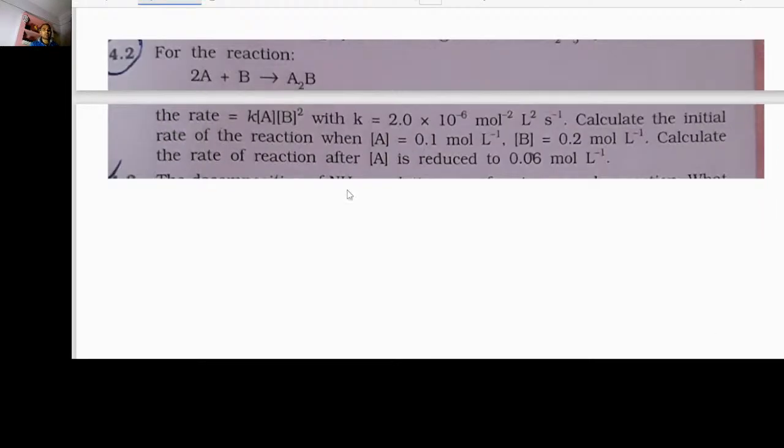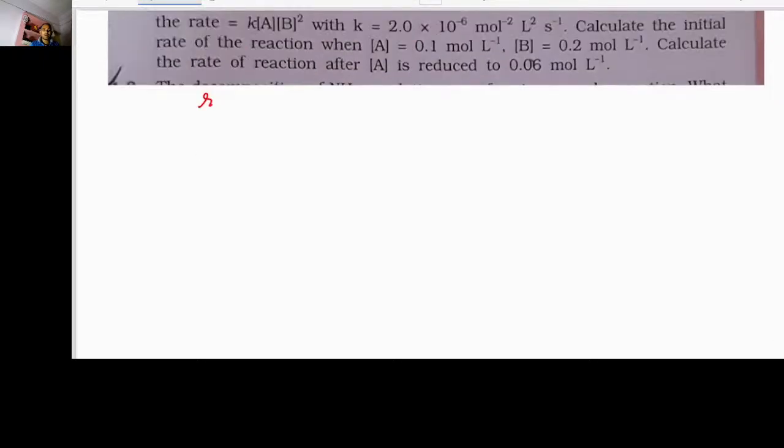Now go with the second question. It is taking a little bit of time, student. Here the question is a very nice question. Question number 2. For the reaction they have given 2A plus B giving A to B, the rate R is equal to K A B square. It is experimental, so nothing to relate with the coefficient. So K, A power 1, B power 2.